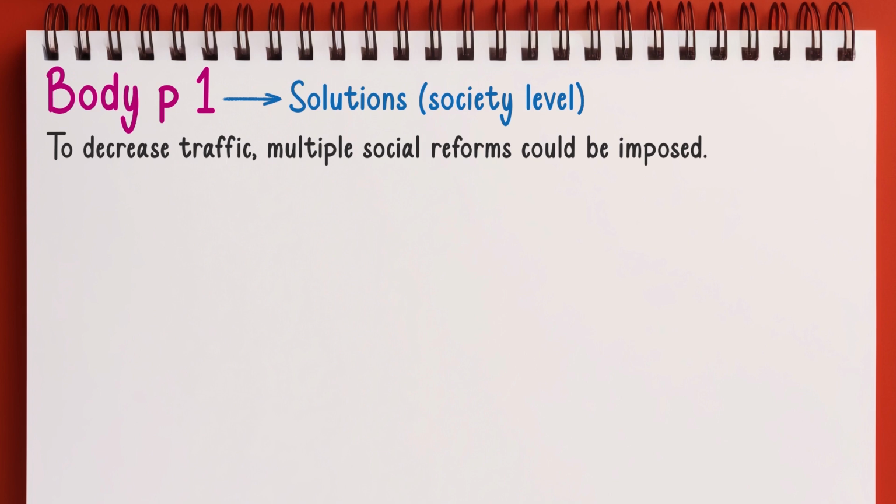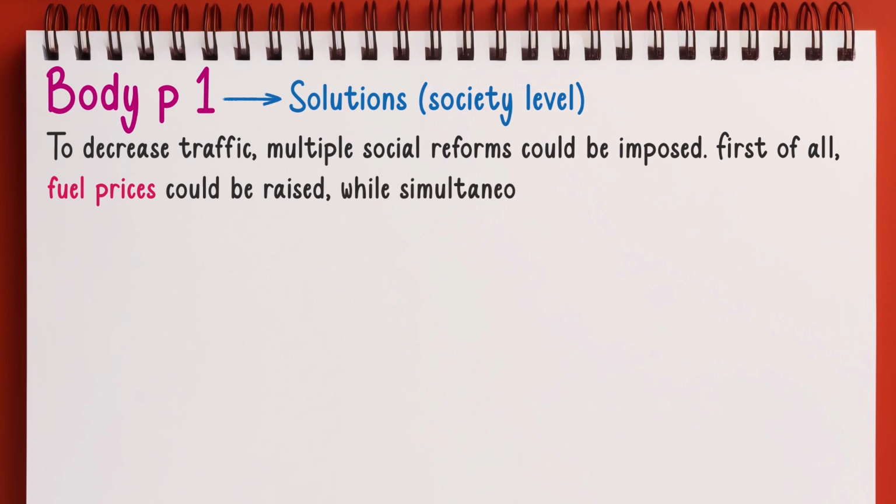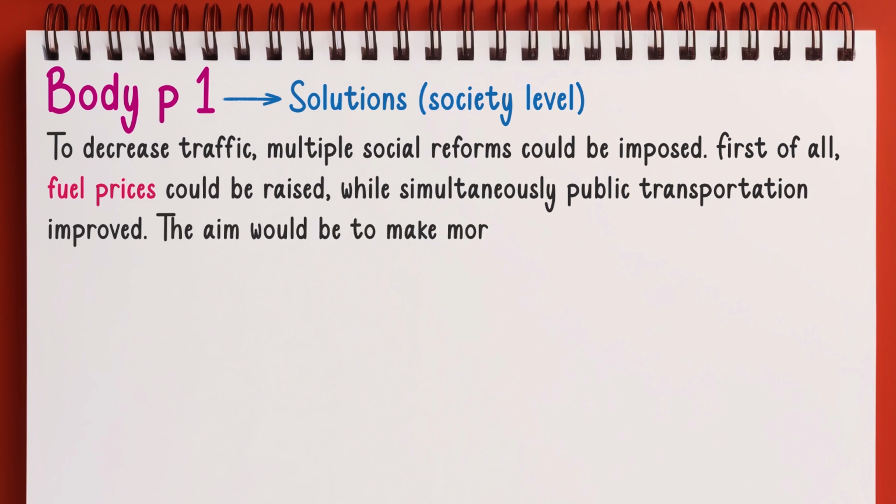All right, now what's the first thing? What's the first one? First of all, fuel prices could be raised, while simultaneously public transportation improved. So this is our first solution. Now, we should expand. We should write more. We should write about the consequences or the results of this, let's say, method. The aim would be to make more people rely on public transportation.